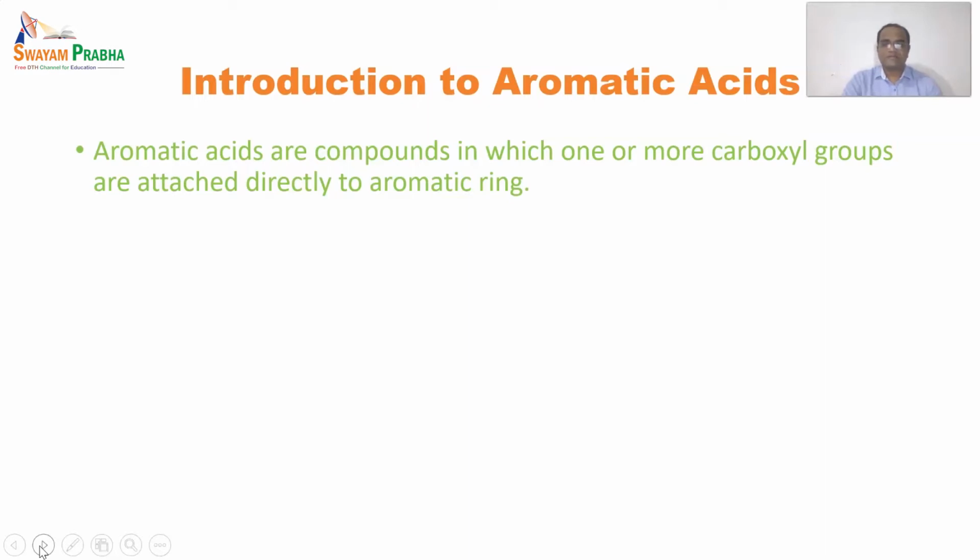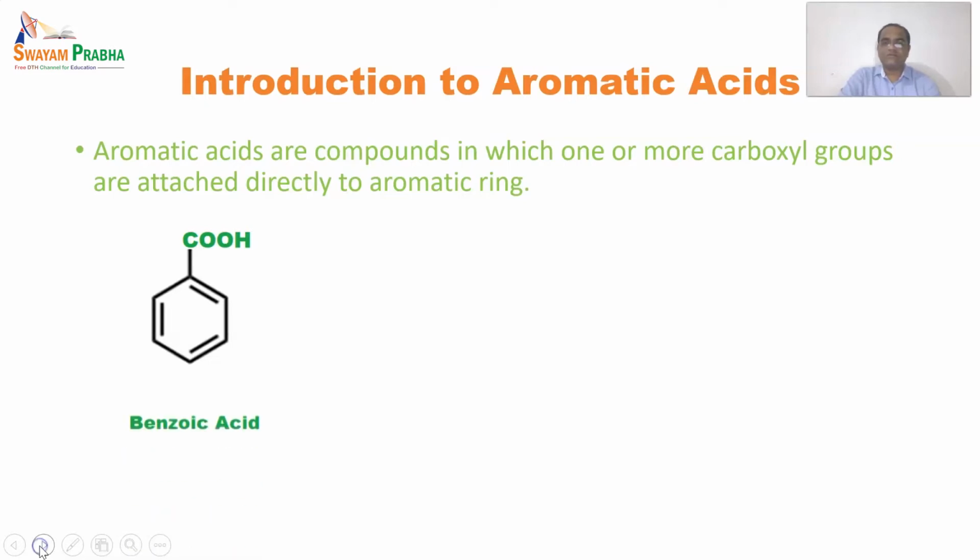Carboxylic acids can be of two types. One is aliphatic acid and the second one is aromatic acid. Here we are dealing with aromatic acids. Why aromatic? Because it has an aromatic ring attached to a carboxyl end. At a particular position it will have a carboxylic acid group, and that carboxyl terminal is directly attached to an aromatic ring. Such a compound is said to be an aromatic acid.